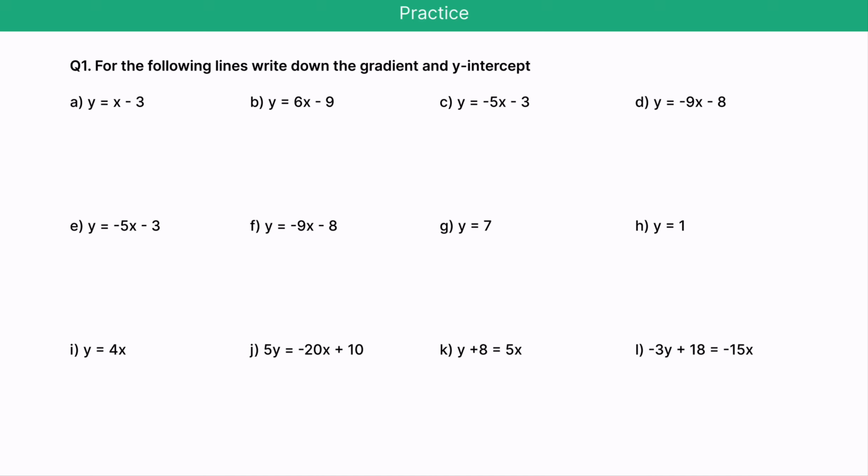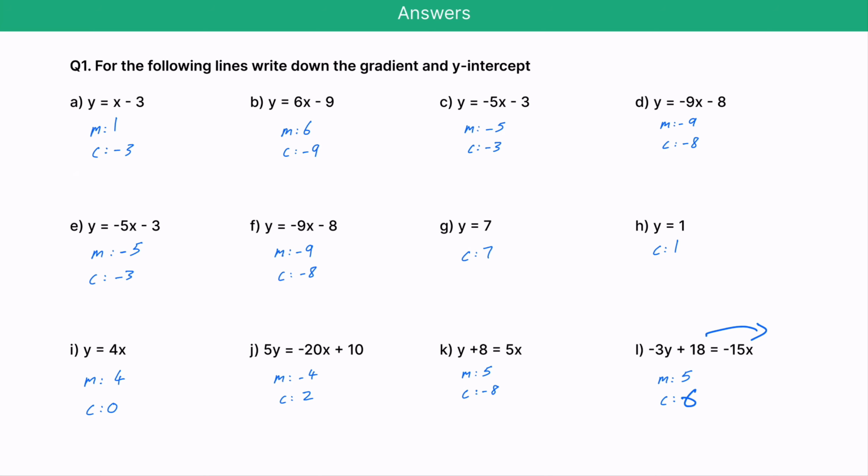So, here's some practice questions. You need to press pause now and have a go. And I'm going to put the answers up now. Here are the answers, mark your work.